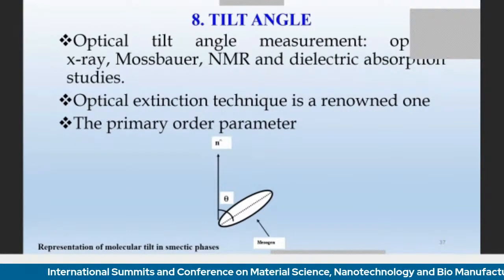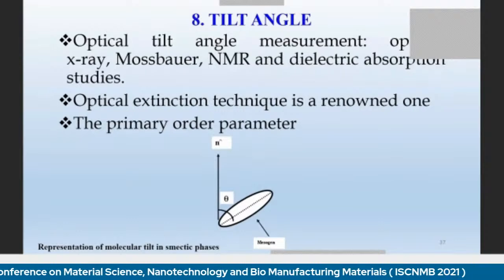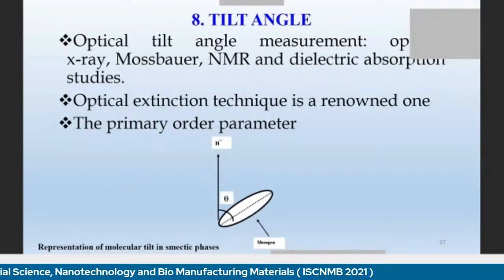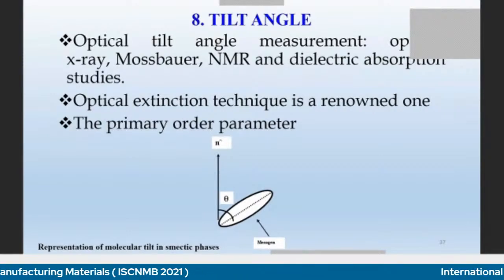The optical extinction technique is the conventional technique which uses the mean field theory predicted value, that is beta. So we will be having a known value. From a known value, we are able to get the optically tilted value of the corresponding symmetric phases, and this is the primary order parameter.